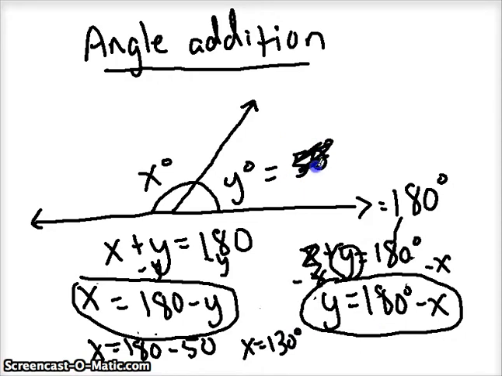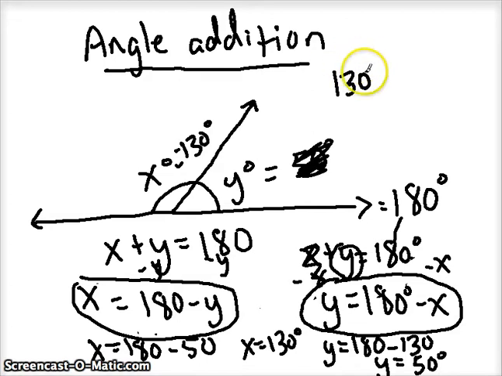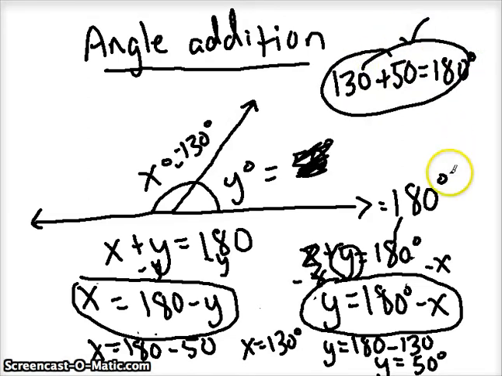And likewise, let's say I knew x. Let's say that x was 130 to begin with, and I didn't know y. Well, then I would use my y formula and say y is 180 minus x, which I said was 130, and therefore y is 50 degrees. If I ever need to check any of these, I could add them together. Y was 50 and x was 130, so if I add them together, I should get 180. And yes, they do add up, and it checks. So there's the basics of angle addition.